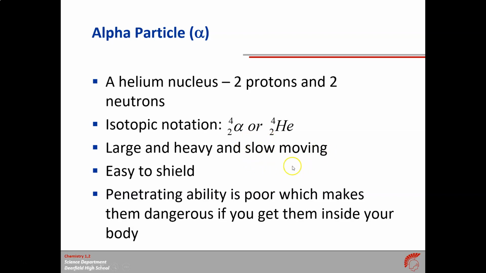And because they're so slow moving and they're so large, they don't even travel very far. So if you were standing in the front of the room and I had an alpha source back at the lab area, the alpha particles wouldn't even get to you. They travel only very short distances.